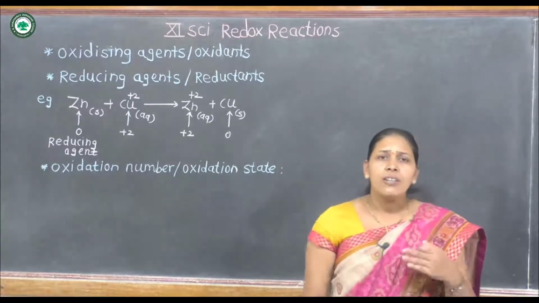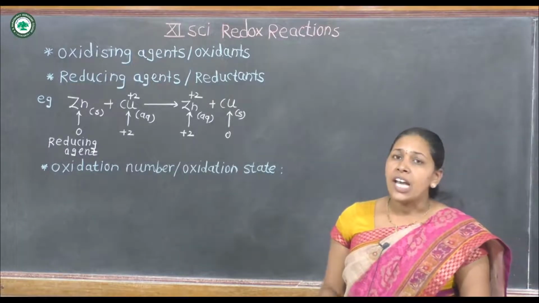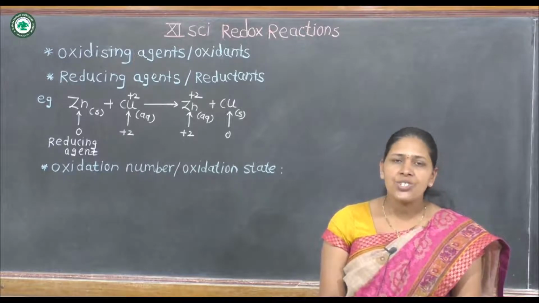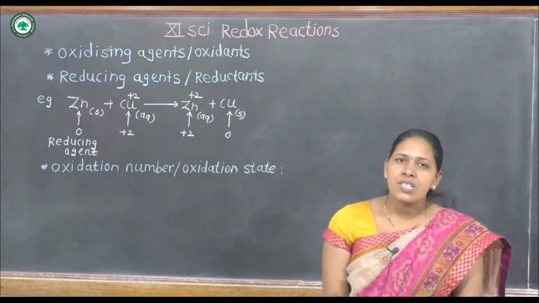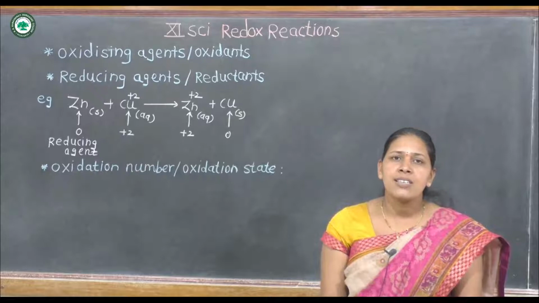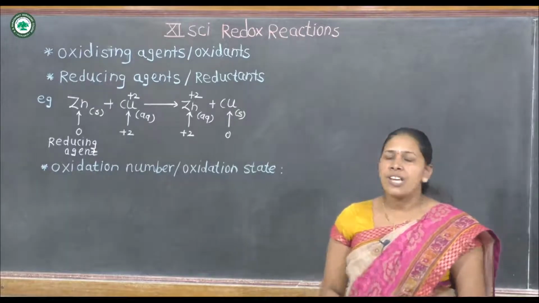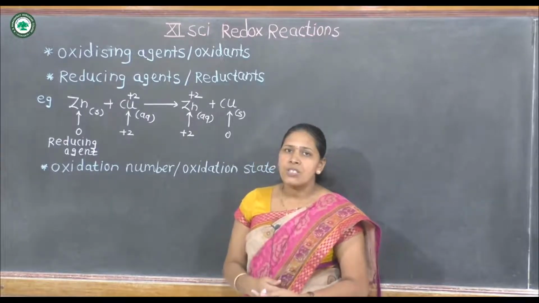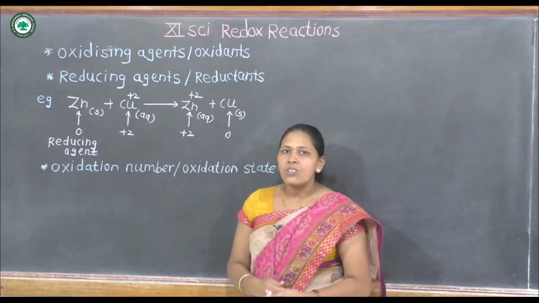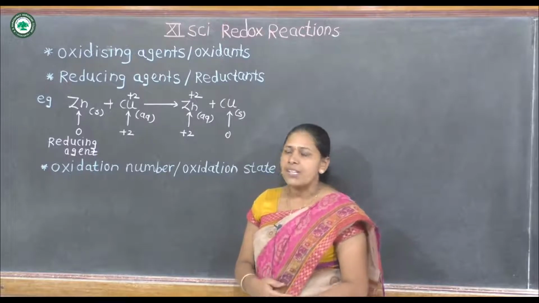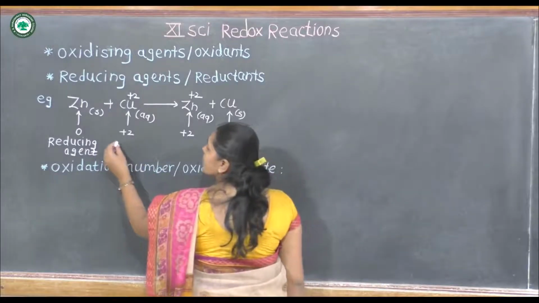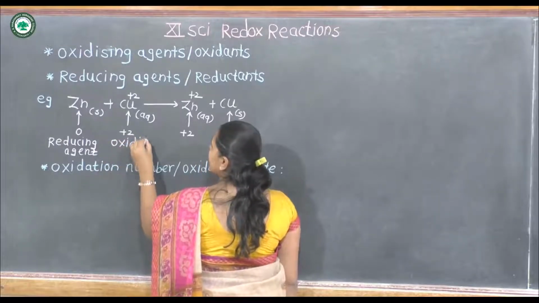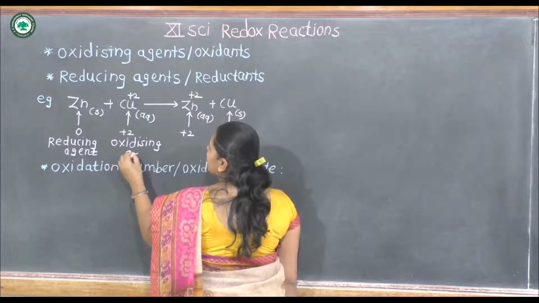Then what is meant by oxidizing agent, and which is the oxidizing agent in this reaction? It is the species which causes oxidation of another species and itself gets reduced. Therefore in this reaction, copper 2+ ions get reduced by accepting electrons lost by zinc metal. Therefore copper 2+ ion is the oxidizing agent.